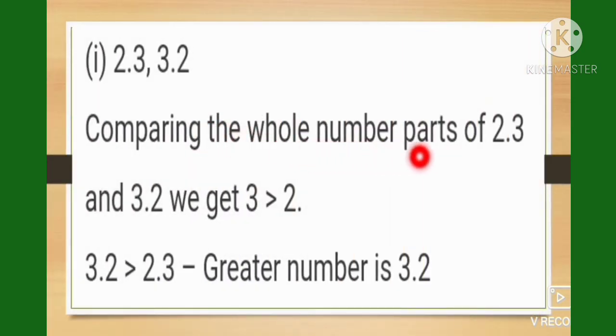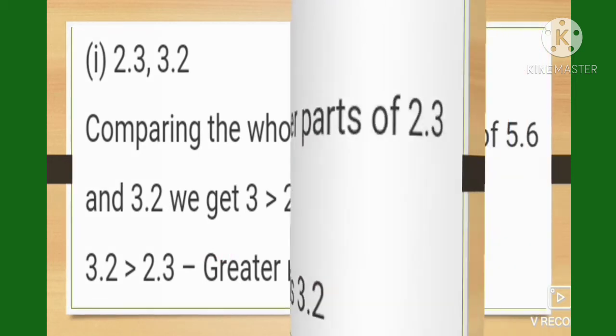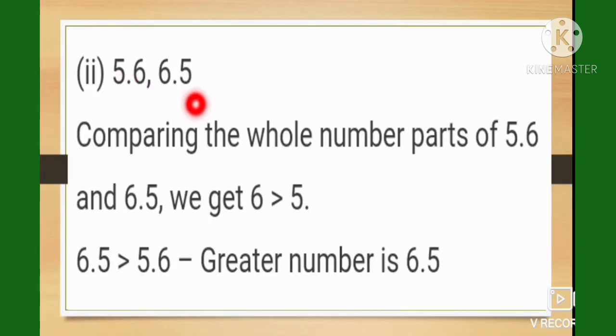Write down: comparing the whole number parts of 2.3 and 3.2, we get 3 greater than 2. 3.2 greater than 2.3, greater number is 3.2. Next, 5.6 and 6.5. Comparing the whole number parts of 5.6 and 6.5, we get 6 is greater than 5. That is 6.5 is greater than 5.6. So greater number is 6.5.